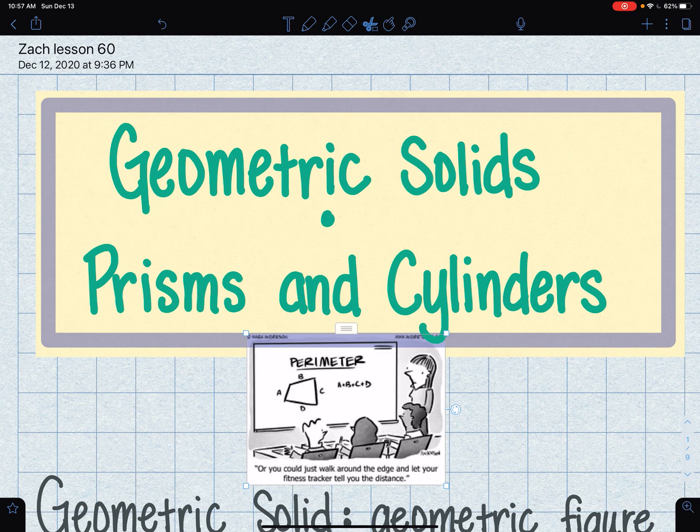This one goes over geometric solids and it also goes over prisms and cylinders. So I think it's going to be actually kind of fun. It's kind of nice to have one like this before we get into the really difficult, challenging math that's coming up later in this week. So enjoy this one while we're doing it, okay?